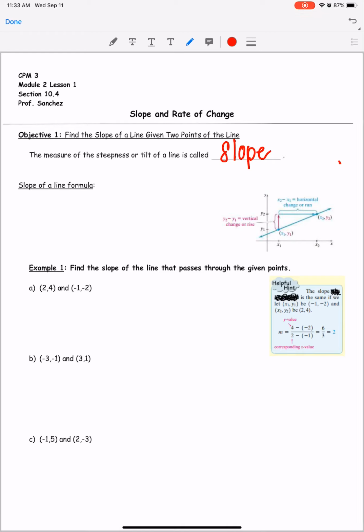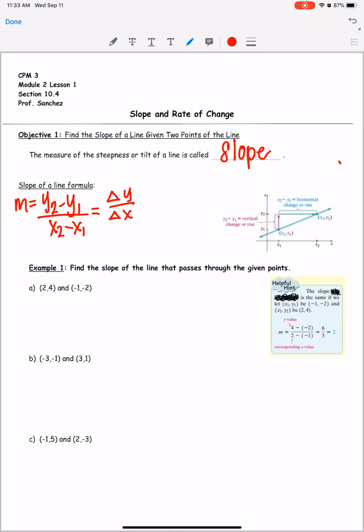Now with slope we have multiple formulas. The one that we need to memorize, that's going to be a little bit harder, is y2 minus y1 over x2 minus x1. What this does when you find this is simply the change of y over the change of x.